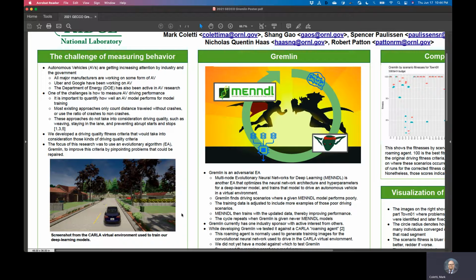One of the problems that we encounter in legacy approaches is that they don't do a very good job of measuring the quality of driving. So that's one of the things that we wanted to concentrate on: can we measure how well it stays on the road, how quickly it comes to a stop and starts, and those sorts of things that weren't adequately covered in previous work.